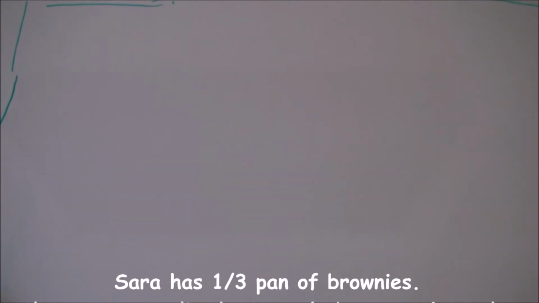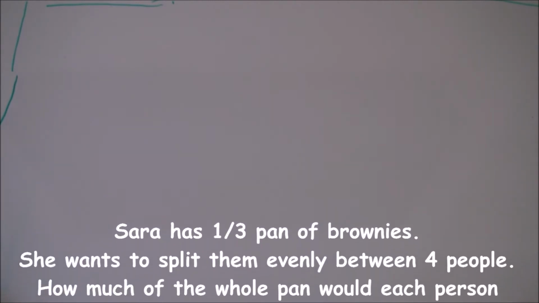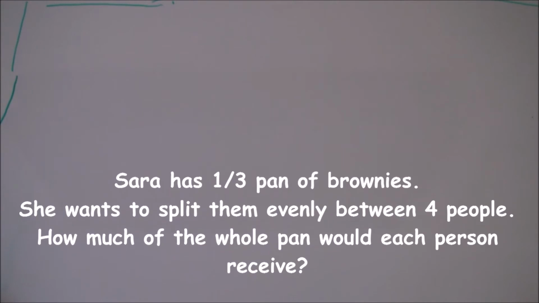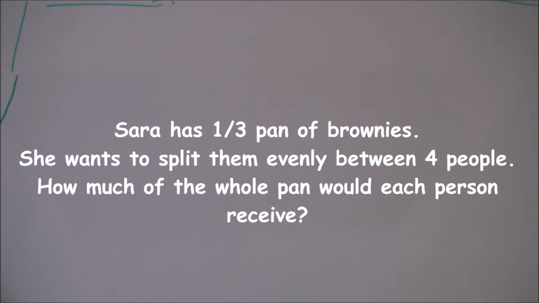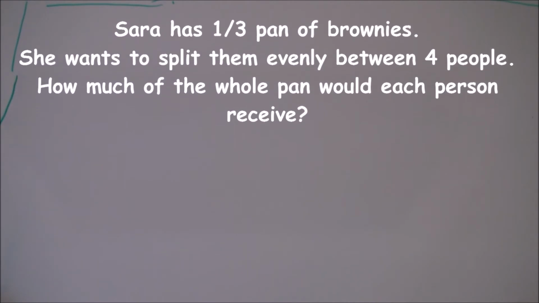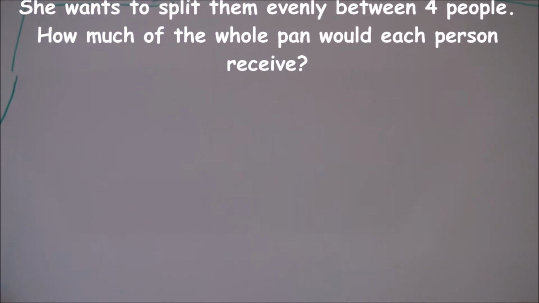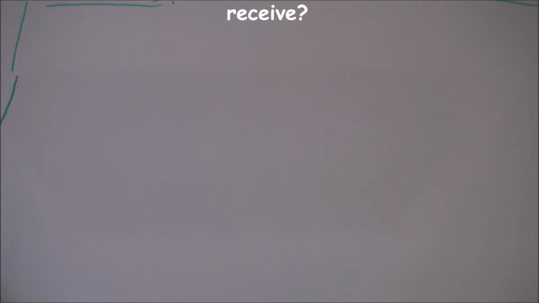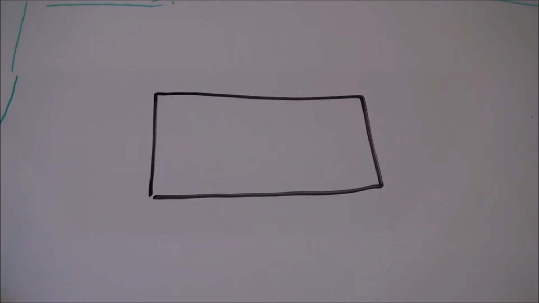Sarah has 1/3 pan of brownies. She wants to split them evenly between 4 people. How much of the whole pan would each person receive? When looking at this story problem, we know that Sarah has 1/3 pan of brownies. If I am going to use the area model to solve this problem, I would first begin by drawing 3 equal parts. Now, I want to shade in one part to illustrate that I only have 1/3.